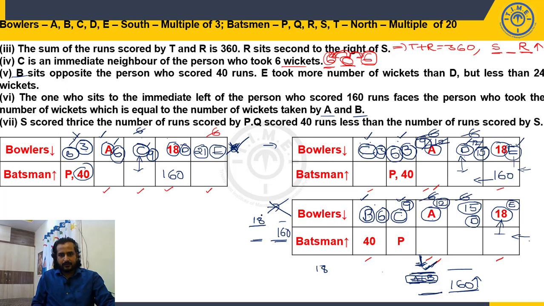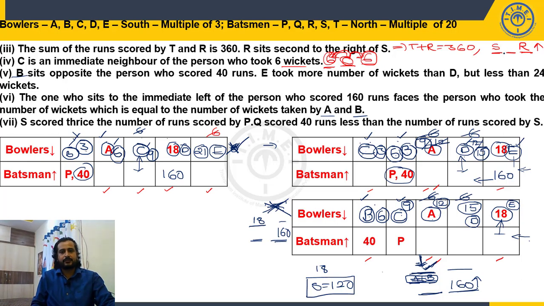S, and this case is completely ruled out. This case is completely gone. Now what is given? S scored thrice the number of runs scored by P. Now in any case, P will be how much? 40, because this case is ruled out. So S will be how much? 120. When S is 120, R should be second right of S.